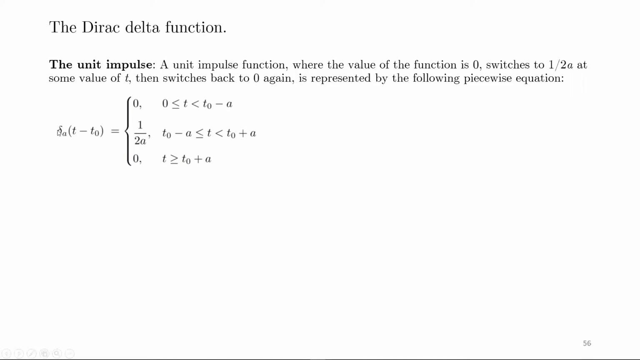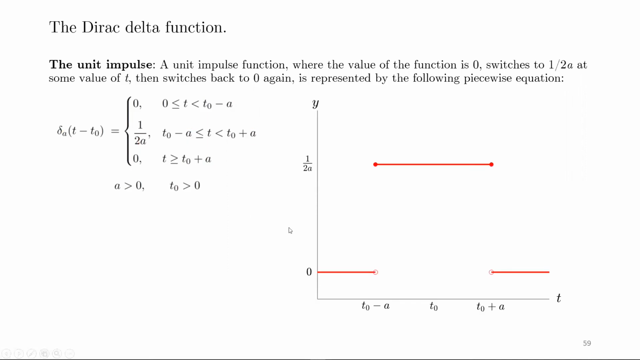So we use a lowercase delta Greek letter to tell us that we're using a unit impulse function. The a that we were talking about is down below as a subscript here. The argument is t minus t naught, where t naught is the position where the function is switching. a has to be greater than 0 and t naught has to be greater than 0. Let's just plot this thing.